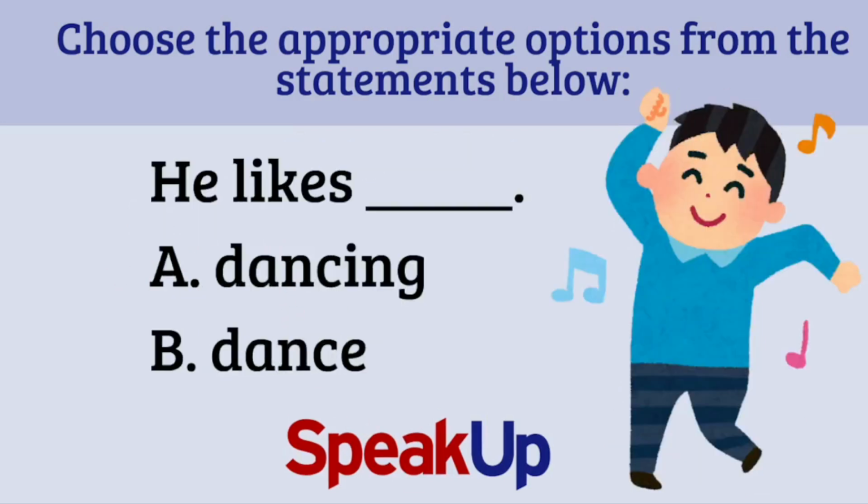Okay? Next one. He likes dancing or he likes dance. Which one should I write here? A, dancing, or B, dance? Think about it. And the answer is dancing. He likes dancing. This is the gerund following the verb like. I like dancing. Use it correctly.